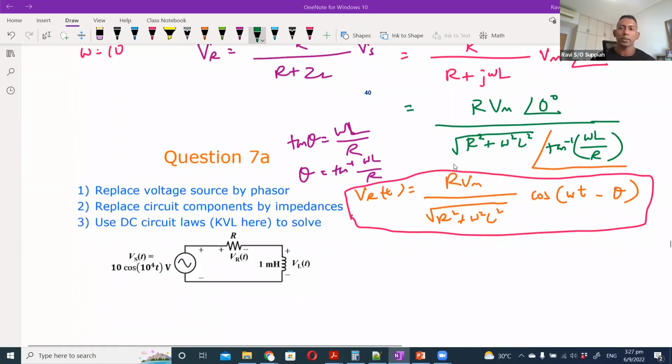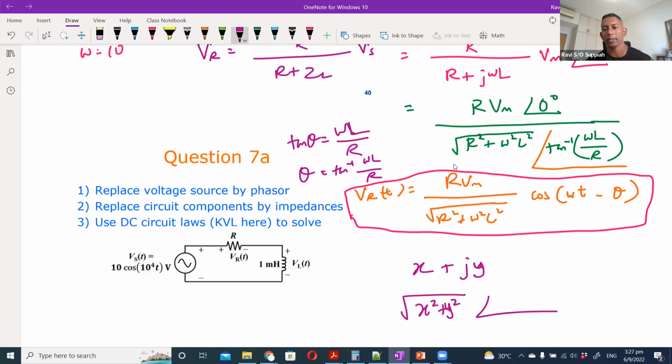The conversion here is normal. It is just like how you convert any complex number. If I say x plus jy, you convert it to magnitude and phase. Magnitude is the square root of x squared plus y squared, and the angle is inverse tangent of y over x. It is the same thing over here, only in our case x is your R, and this is your j omega L. So just like how you normally convert any rectangular form to polar form.